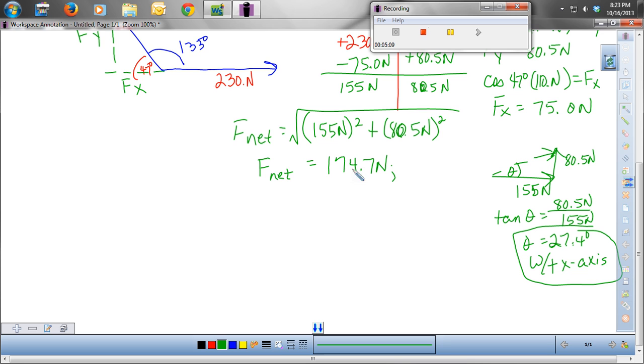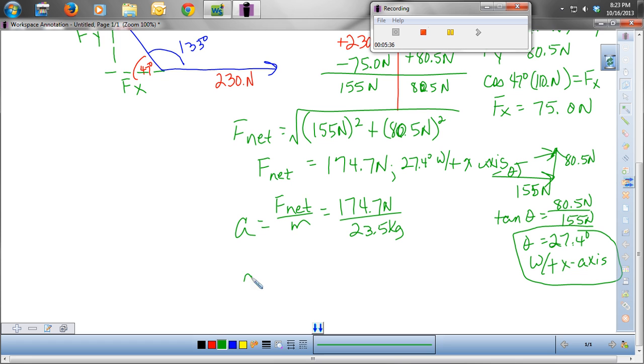So now I need my acceleration. When I solved for the acceleration, I said the acceleration was equal to F net over m. F net is 174.7 newtons. Mass was still the 23.5 kilograms that we had in part A. So my acceleration was 7.43 meters per second squared, and it's still in a direction of 27.4 degrees with the positive x-axis.